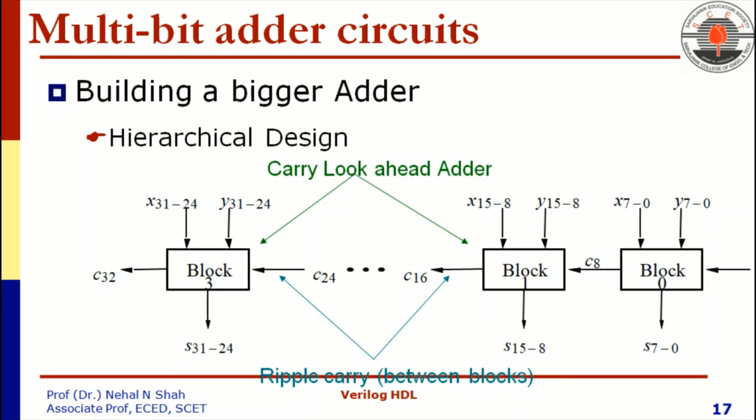Using similar methodology, we can create multi-bit adder circuit. Block diagram of 32-bit adder is shown over here. We can use 8 different 4-bit RCA to make 32-bit adder. I am sure this video is useful to create 32-bit, 64-bit or even 128-bit adder circuit.